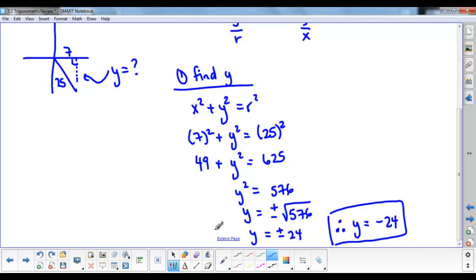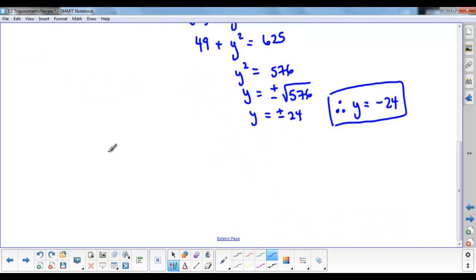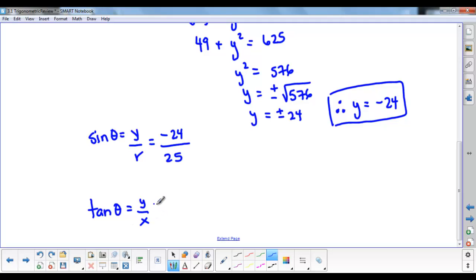Okay, so now that we've determined that y is negative 24, we can figure out the ratios for sine, being y over r. So now that we've found y, I can say that it's negative 24 over 25, and for tan, which is y over x, I can say that this value is negative 24 over the given value of x equals 7. And that's it. So those are our 2 answers.